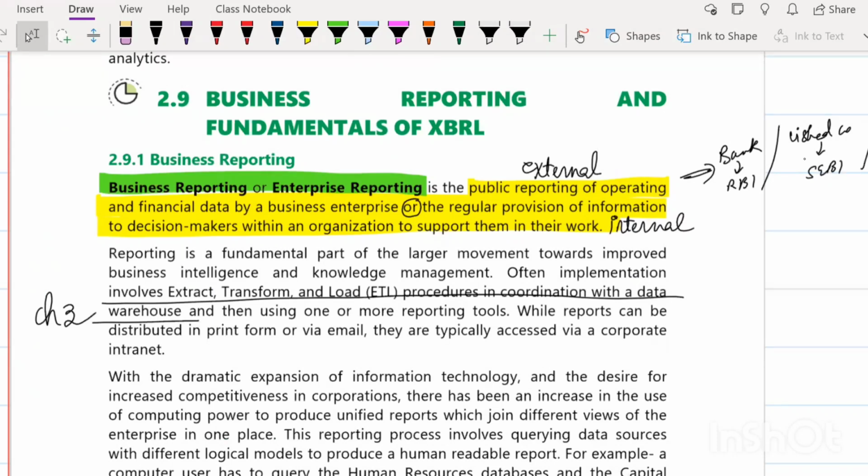Okay, so here first I'll tell you what is basically a business reporting or enterprise reporting. These are two names used for it. In exam, if they ask you to tell about enterprise reporting, don't blink. It is nothing but your business reporting only. The reports can be of two types. One can be external reports and the other can be your internal reports.